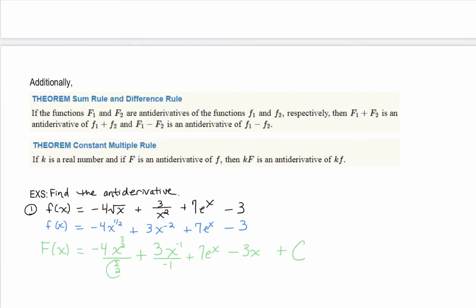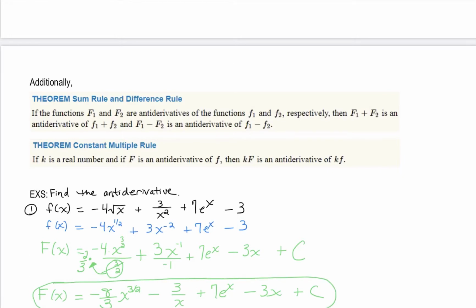All right, in this first term, I don't want to see complex fractions. So dividing by 3/2, you should be able to rewrite that and realize that is like multiplying by the reciprocal of 2/3. And so this is going to mean your first term, when you multiply it by the negative 4, is going to become negative 8/3. So negative 8/3 x to the 3/2. The second term we could rewrite as minus 3 over x. And then just the last two terms here, and then plus our arbitrary constant. All right, so there is our antiderivative.